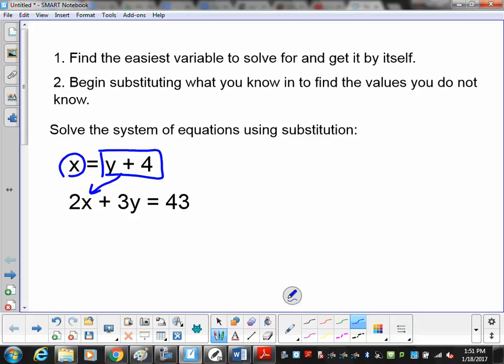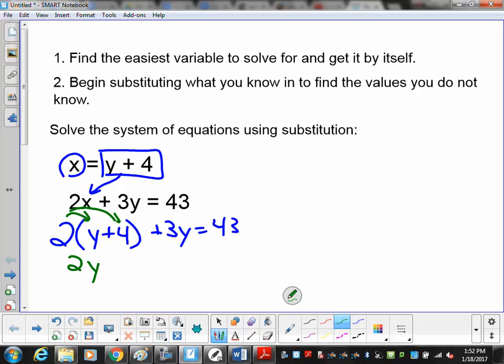And so we're going to look at that second equation, and where x is, it's 2 times x, so 2 times (y plus 4) plus 3y equals 43. So all I did there is replace the x with what I knew x was equal to. Now you're going to distribute that 2 to what's inside the parentheses. So at this point, I'm trying to get that y by itself. So I'm going to distribute that 2. 2 times y is 2y. 2 times 4 is 8.